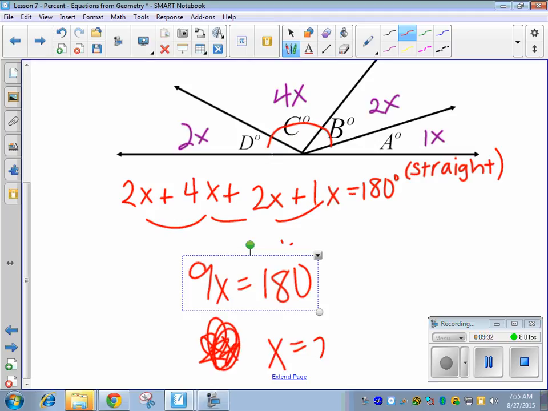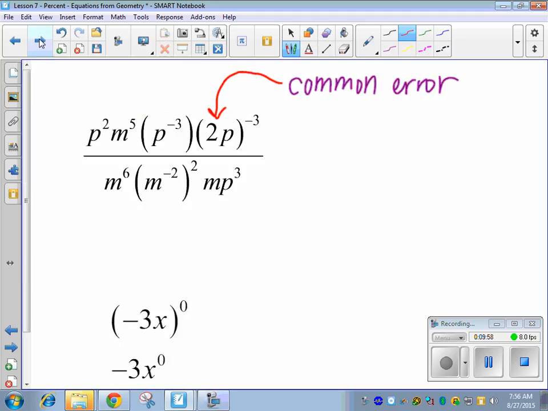All right. So x equals 20 degrees. So that doesn't mean that those angles are necessarily 20, right? A is 1 times x. So A is 20 degrees. B is what? Good. 40 degrees. C is what? 80 degrees. D is what? Okay, 2 times 20. So then we have all of our angles.